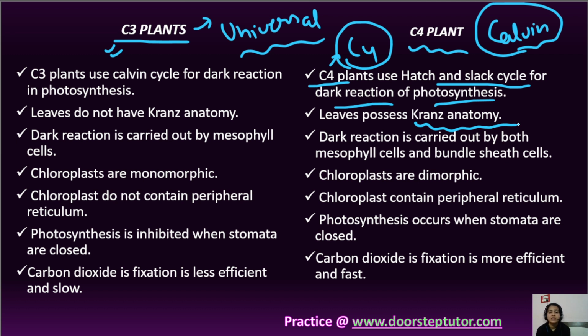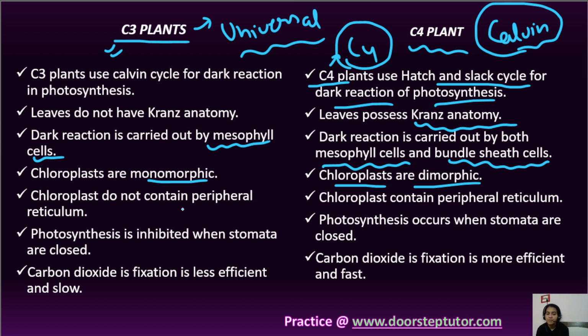After that, if we talk about the C3 plants, in this one the dark reaction is carried out only by the mesophyll cells which are present in the leaves, while in the C4 plants the dark reaction is carried out by both. First one is mesophyll cells, and apart from that bundle sheath cells also play an important role. After this, chloroplasts are monomorphic in C3 plants, while in C4 plants the chloroplasts are dimorphic. In C3 plants, the chloroplasts do not contain any peripheral reticulum, while in C4 plants the chloroplasts contain some peripheral reticulum.